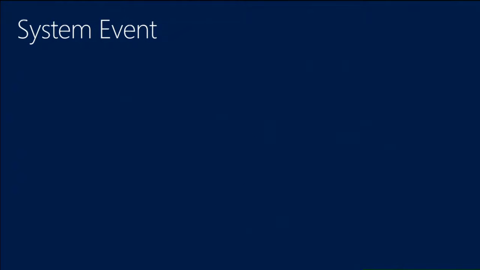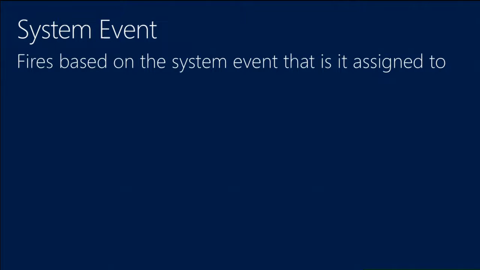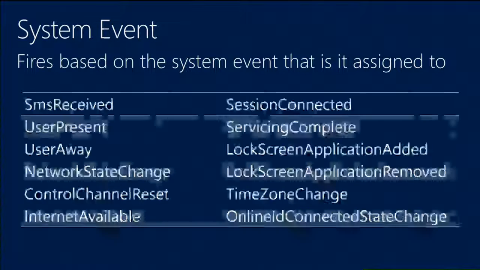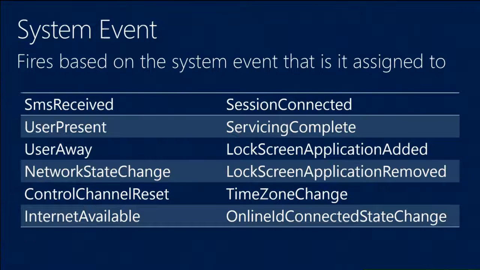And the last one is the system event. And this is really a trigger that responds to something that's going on in the system. And there's currently 12 events that it can track. Things like if the internet's available, if your control channel is reset, if you lose connection on your control channel trigger and it has to reconnect, you can be notified.